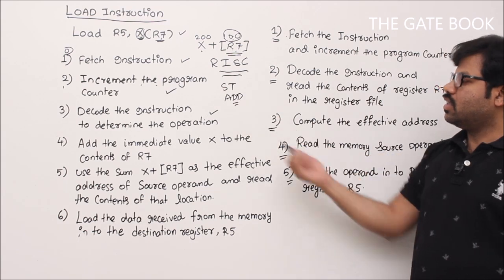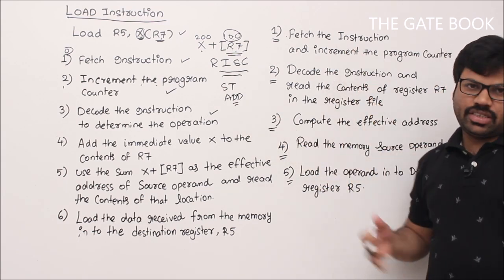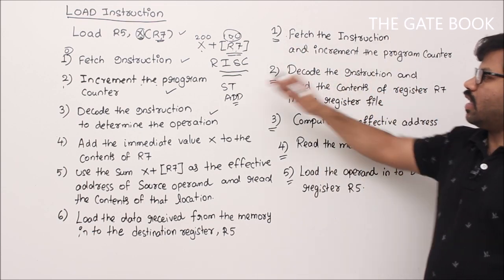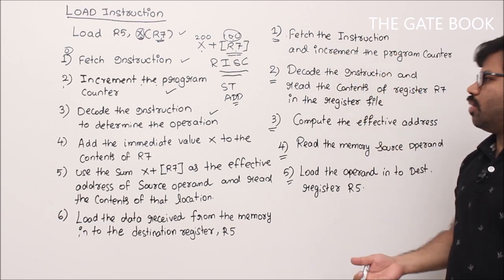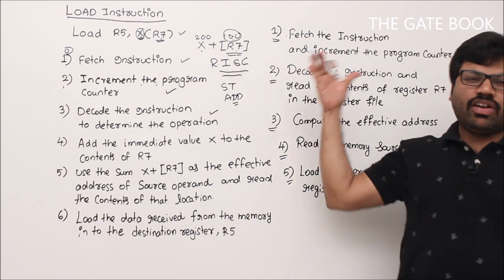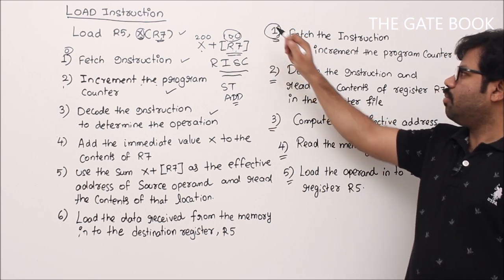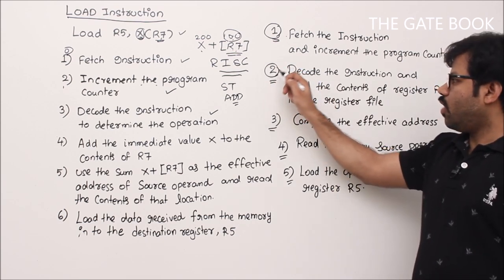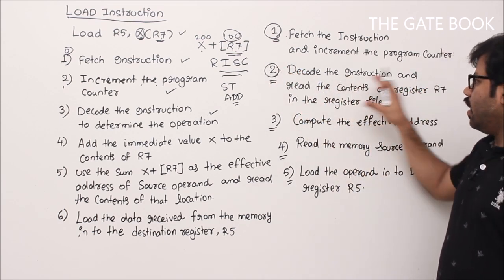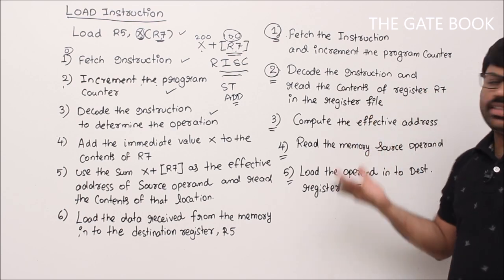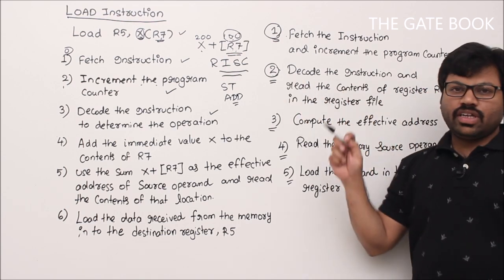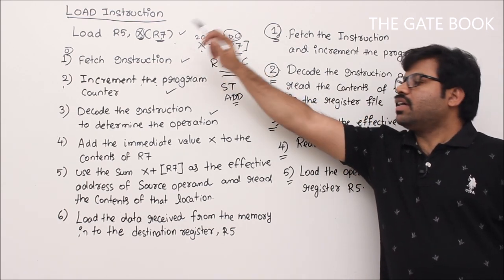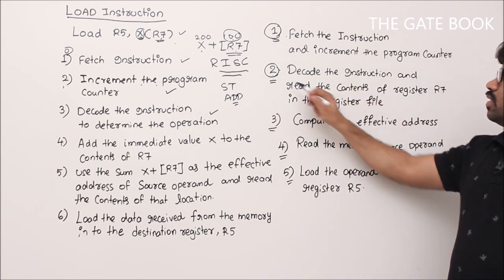First of all, just understand what those 5 operations are. Again, one more time, okay? First step is fetch the instruction, correct? Here also we did the same thing. Then increment the program counter. So 1 and 2 are merged in one way. Finally, in one step you do fetching the instruction and incrementing the program counter. In the second step, what you do is decode the instruction and read the contents of register R7 in the register file. See here, what are we doing? Decode the instruction and understand it. At the same time, read the contents of R7. That we can do in the second step.